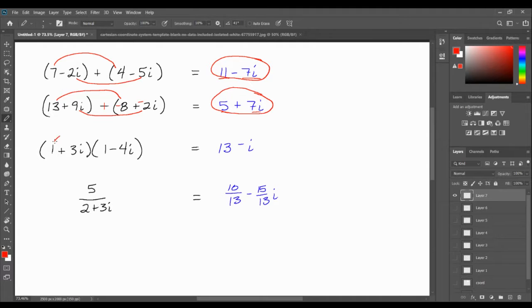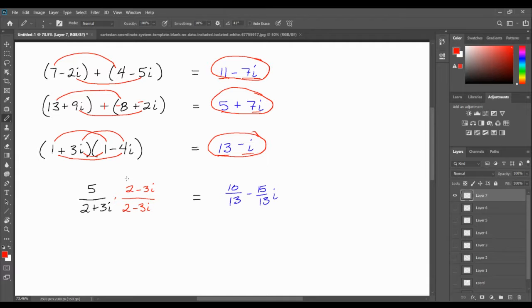Taking this product, we've got firsts, 1 times 1 is 1, minus 4i plus 3i is a negative i, minus 12i squared, which becomes plus 12. Add that to our original one gives us 13. This looks like a good solution. And I feel like I'm going fast, but we're out of class time. I'll keep working on this a bit.